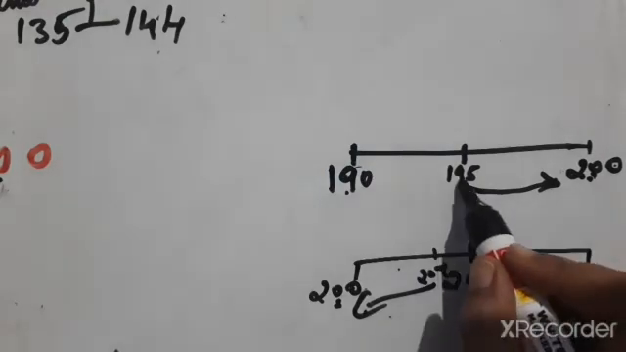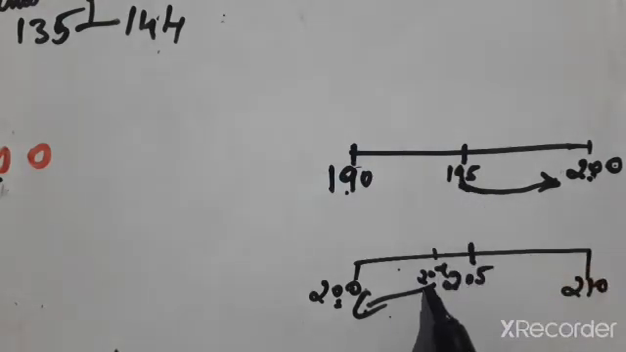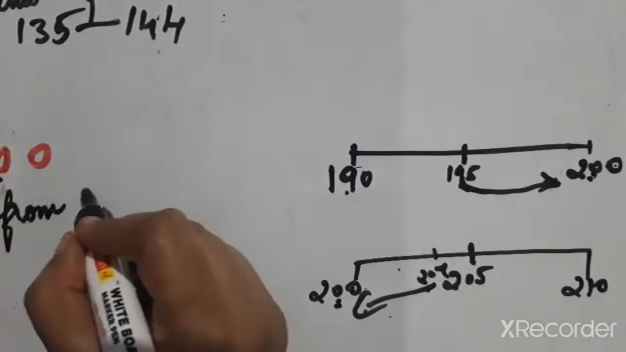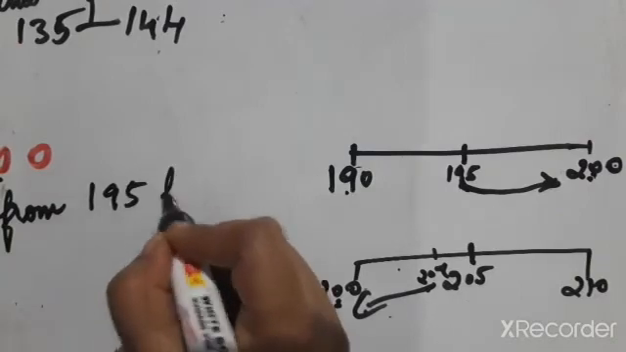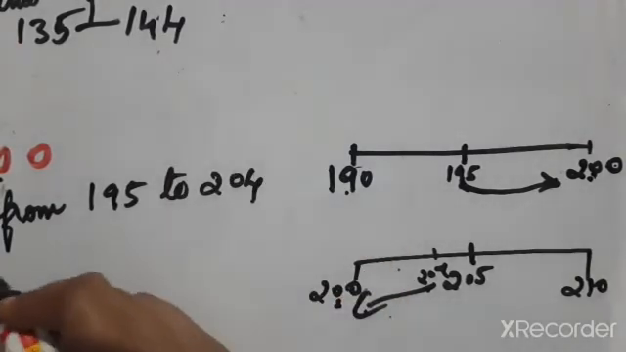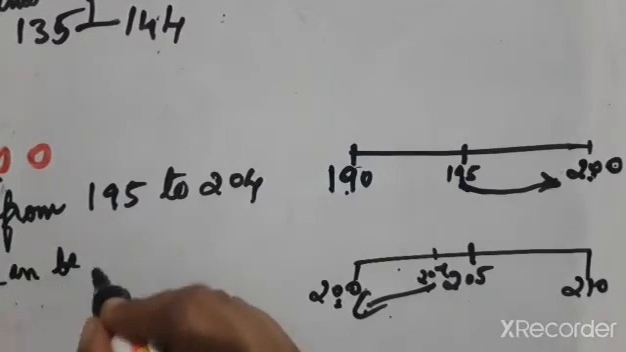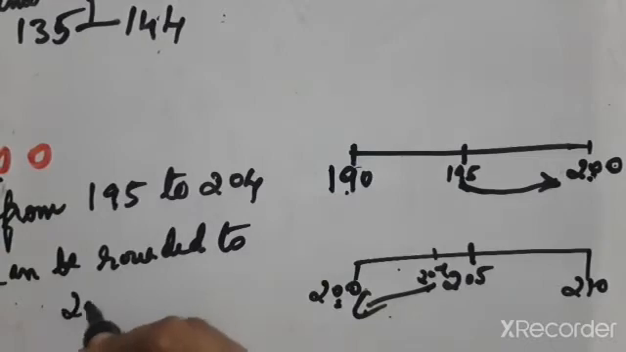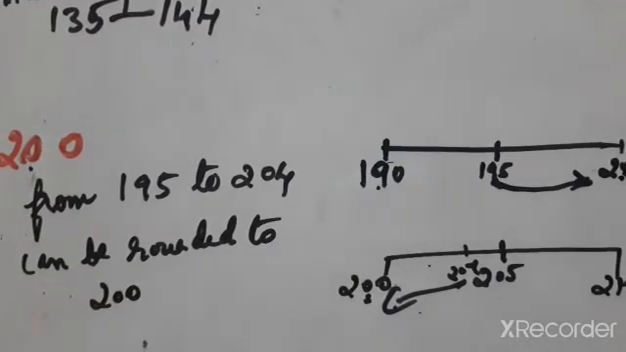So numbers from 195 to 204 can be rounded to 200. This is a workout.